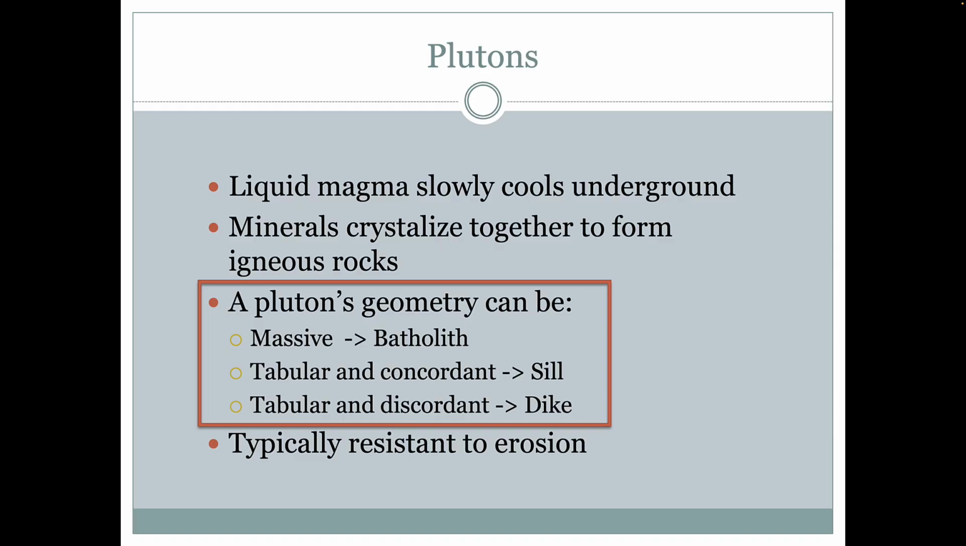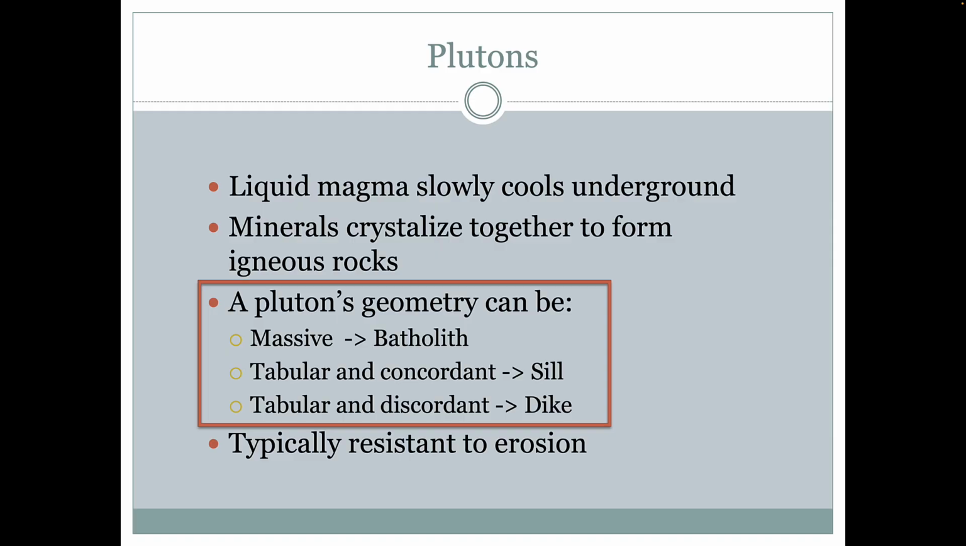Both of them include the word tabular, and tabular just means like a tabletop. So something that's kind of flat and continuous like that. You can think of a board or a tabletop or a book or something like that. Those would all be considered tabular. And then the other word there, concordant and discordant. Concordant means it goes with the pattern around it, and discordant means it cuts across the pattern around it.